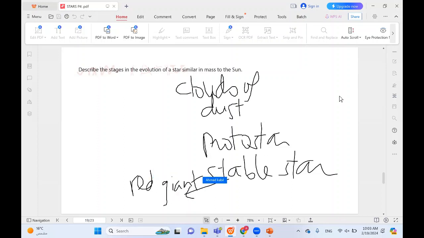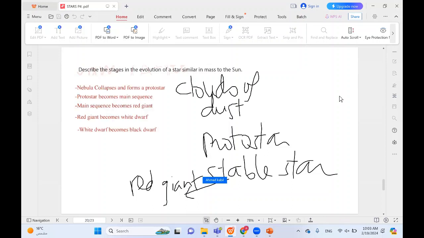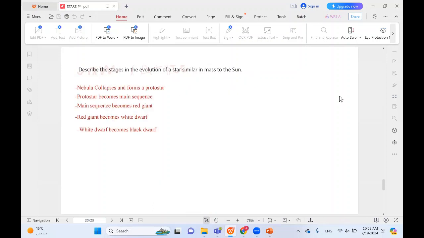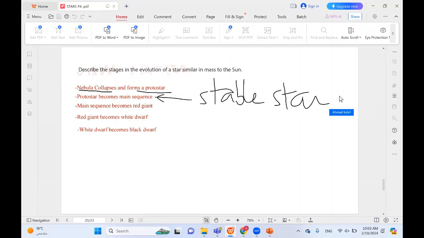So let's discuss what happens after red giant. Like we said, we have clouds of dust and gas, and we form a protostar. And then this becomes main sequence, which is what we call a stable star. Main sequence and stable star are the same thing. Then we're going to go in the path of the medium star. So it becomes a red giant, not a red supergiant, just a red giant. And then the red giant becomes a white dwarf, followed by a black dwarf.